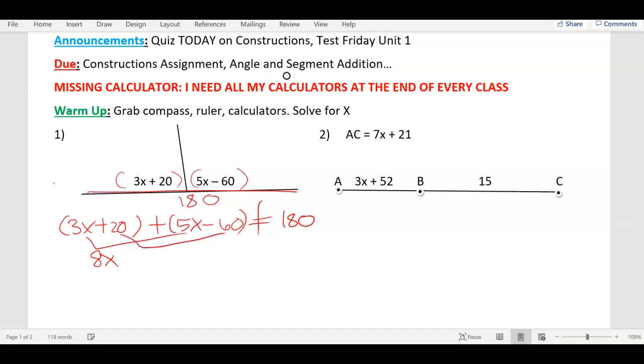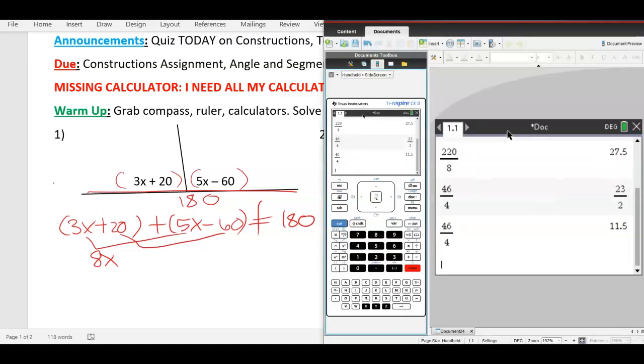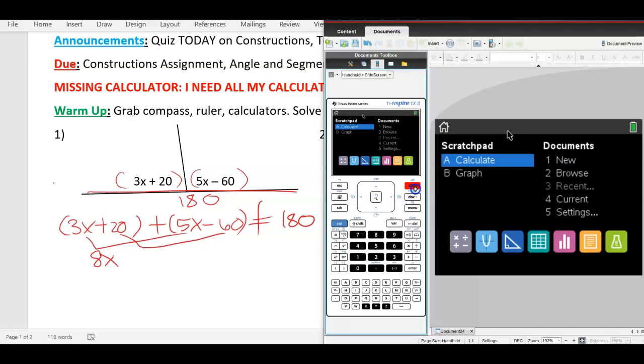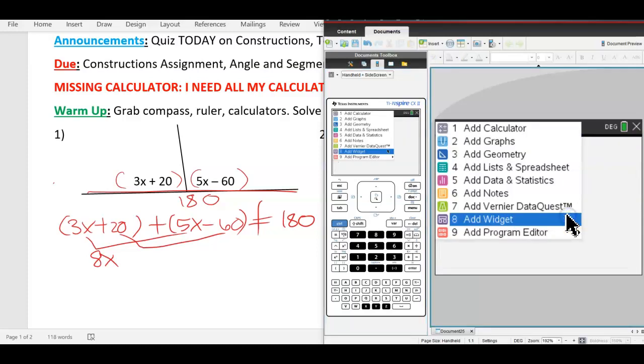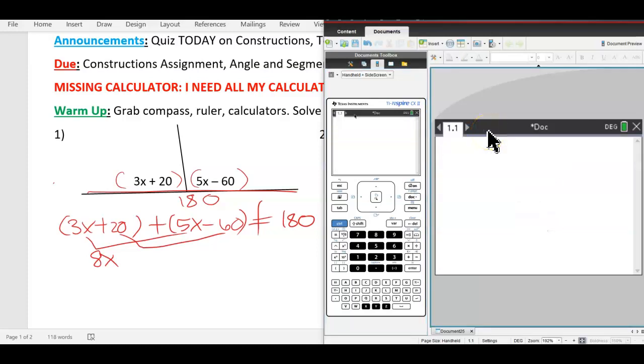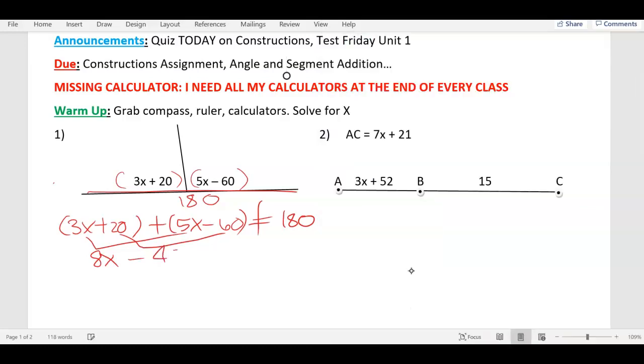What's 20 minus 60? If you're not sure, your calculator is your guide. You could press new document, don't save, add a calculator, and you could do 20 minus 60 on your calculator, just saying. Don't put 20 negative 60, that'll multiply it, okay? But 20 minus 60, it is minus 40, okay?